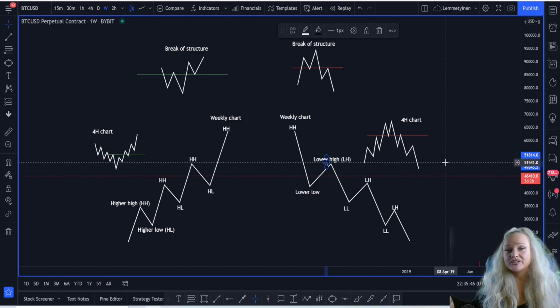And if you don't understand this, guys, this is super important. If you don't understand this, you will never be able to understand trading overall, because this is how the market is moving, and it's going to benefit you so much as a trader to understand the basics of trading.